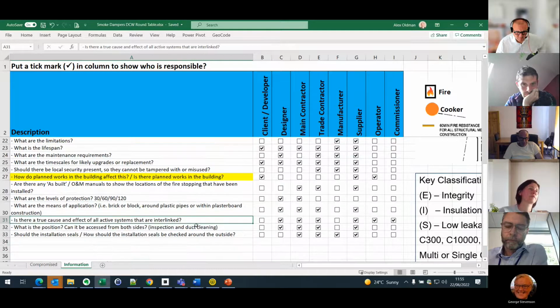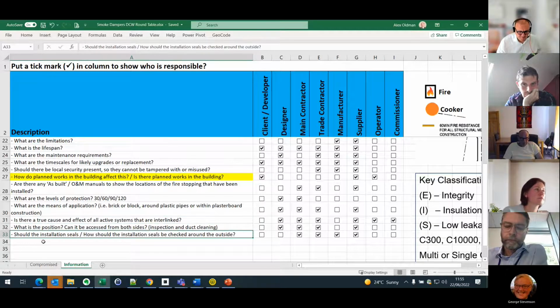I'll scroll down a bit further, but I think we're nearly there. Yep. Fantastic grammar. Should the installation seals, or how should the installation seals be checked around the outside? Again, that's manufacturing, that's fine.